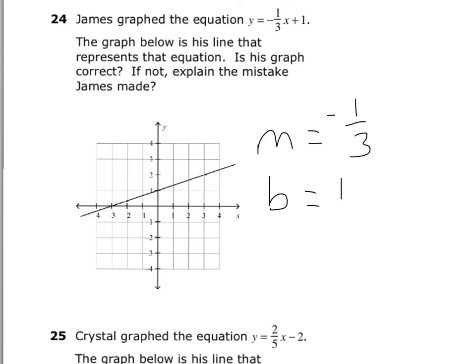Get that from here. So we need to start our graph at 1 for the y-intercept, and it does. And then we need to have a negative slope of negative 1/3. So that means down 1 over 3 from that point. And our line would end up going this way, and we can see that he had a positive slope. So is this graph correct? No, because he used the wrong slope. It should have been a negative, and he made it a positive.